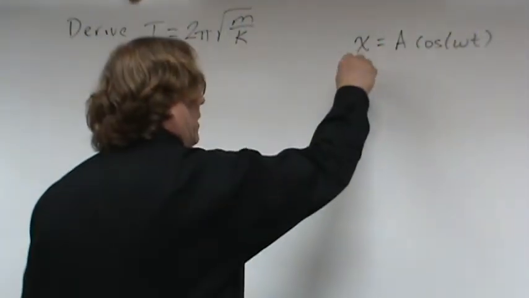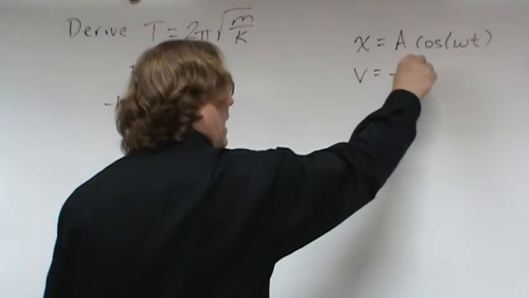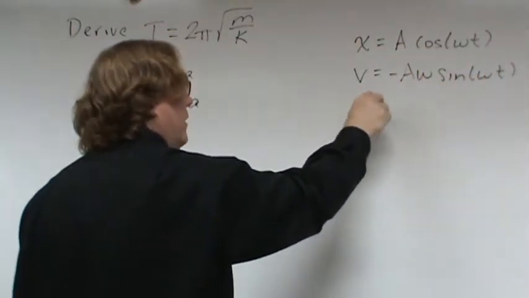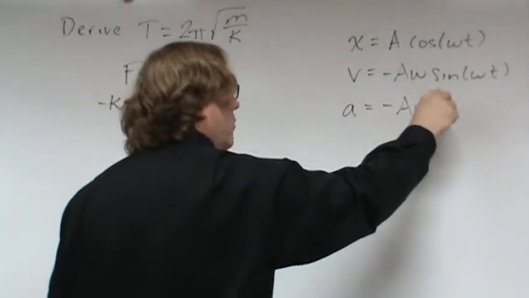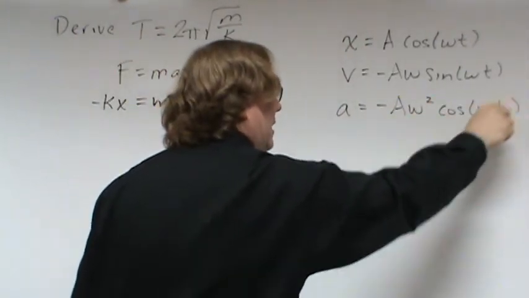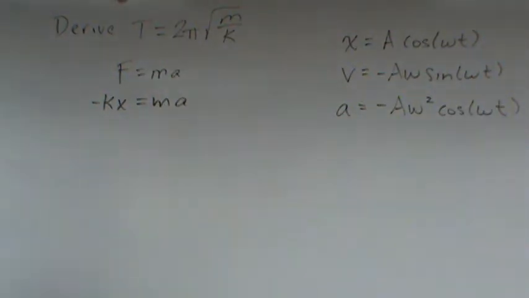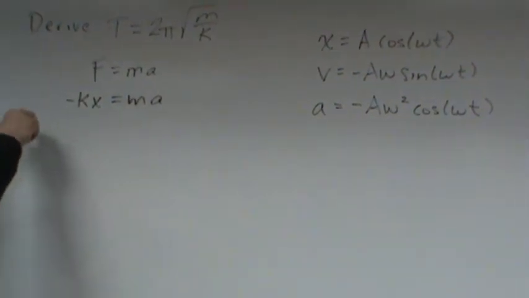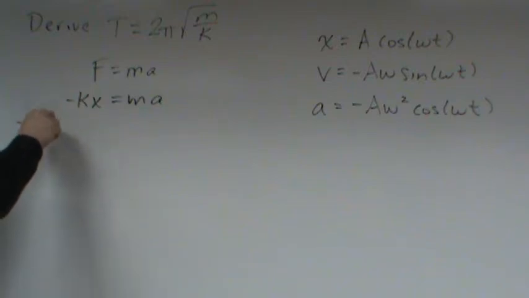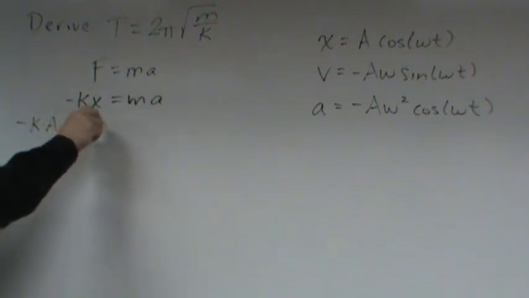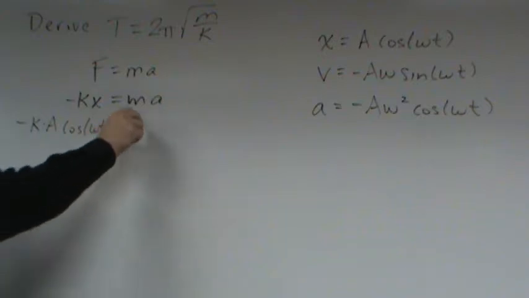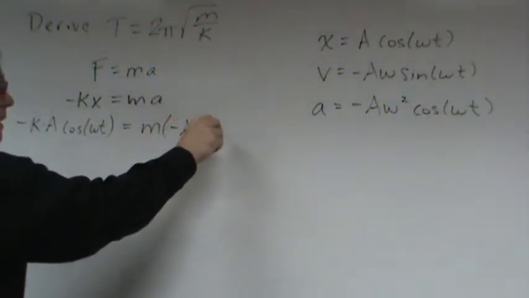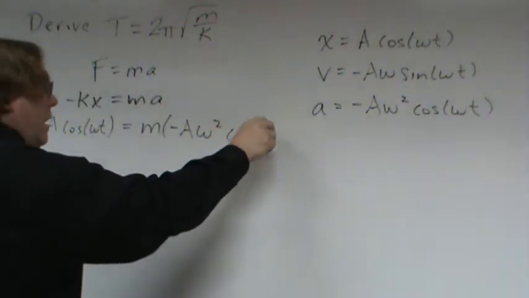And those of you in calculus know that when you take the derivative, you get negative A omega sine of omega t, and when you take the second derivative, you get negative A omega squared cosine of omega t. And now that I have these expressions for x and a, I'm just going to plug them in. Negative k times A cosine of omega t equals m times negative A omega squared cosine of omega t.